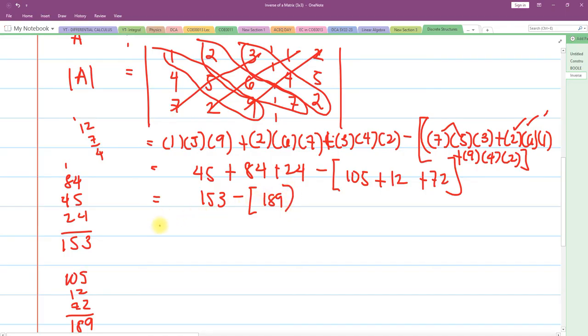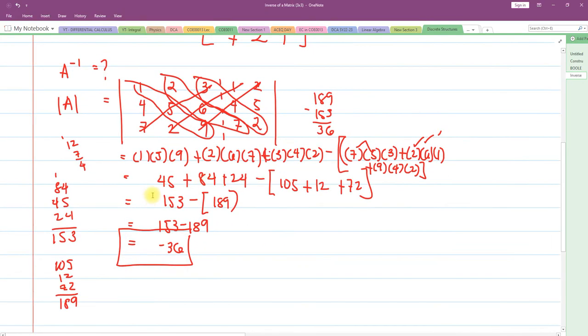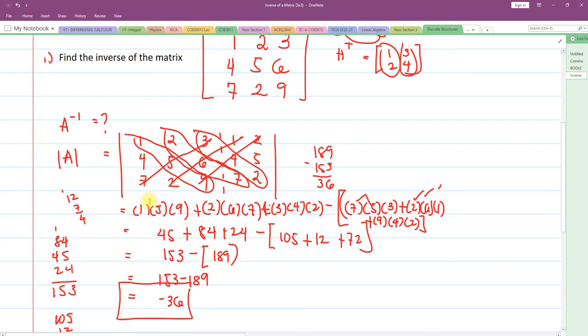So we have 153 minus 189. Of course, we'll be getting a negative value here, so we have negative 36. This is our determinant. We are already done with the first step.